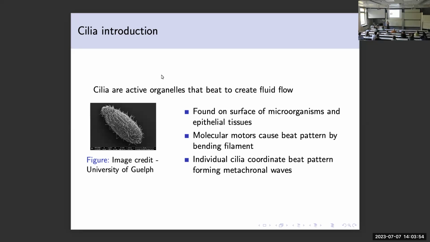They look like a filament, and within the filament you get molecular motors. So they beat by bending the filament, but those motors are within each individual filament. Each individual filament is beating via motors within that one filament. So the question is, how does that filament, which has motors inside it, coordinate with the other cilia in that same part of the body or on that same microorganism?